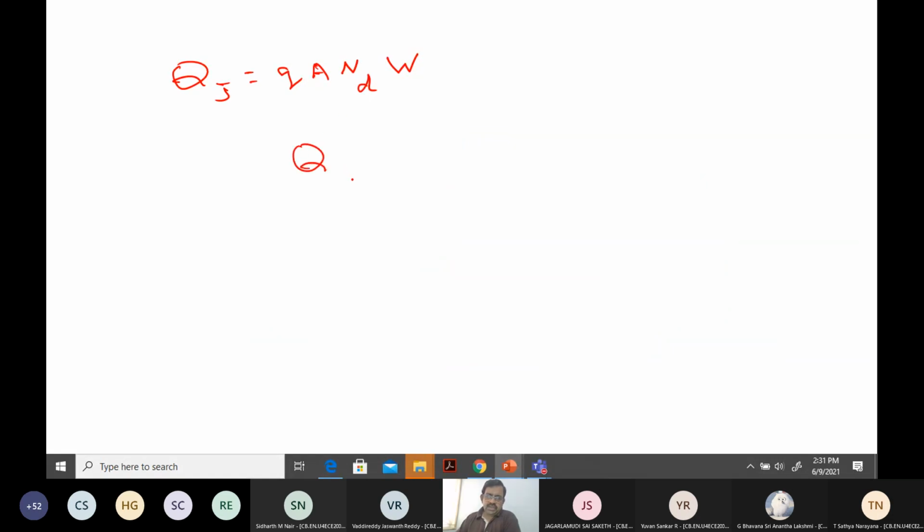You can clearly see what Qj is first. Qj is actually, we have seen, q A Nd Xn, and we already know that we have proved Xn is almost equivalent to W. So this is straightforward: q A Nd W. It's very simple. Okay, so that is the charge stored in the depletion.